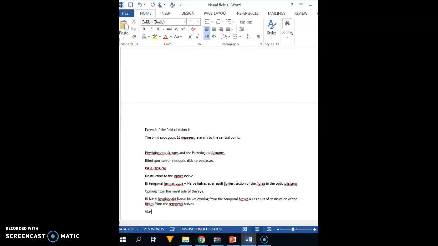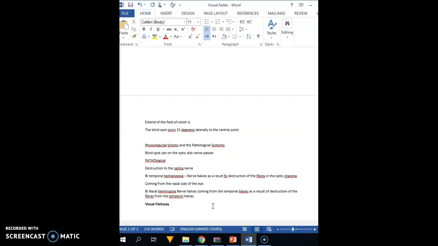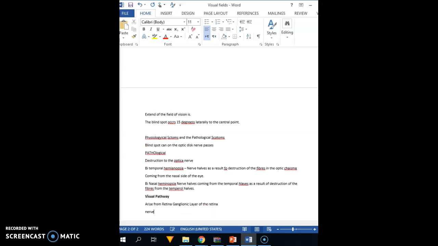I want to talk a bit about the visual pathway. What's going on over here? Very easy actually. The visual pathway is that from the eye, as we know, from the optic disc, we have the optic nerve. This is going to arise from the retina, the ganglionic layer of the retina. The nerve fibers will leave through the optic disc, entering the optic canal.